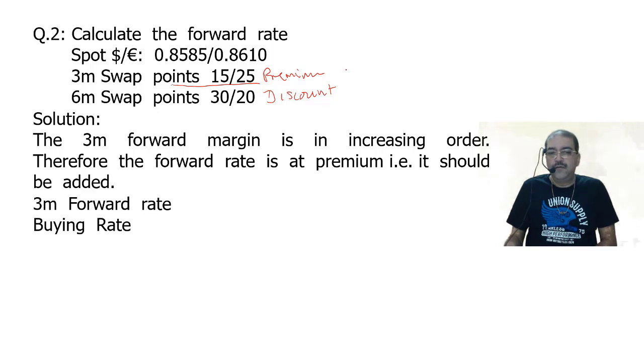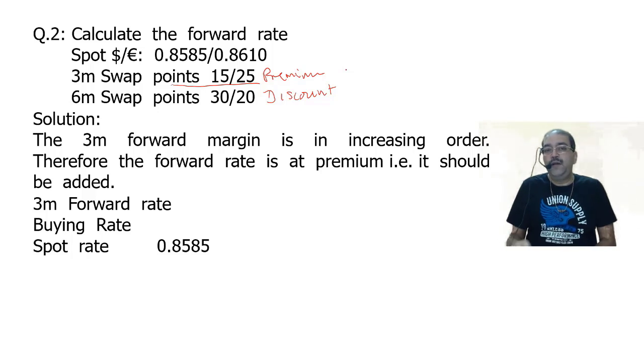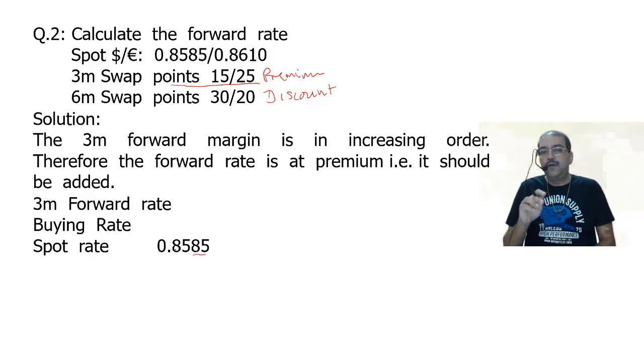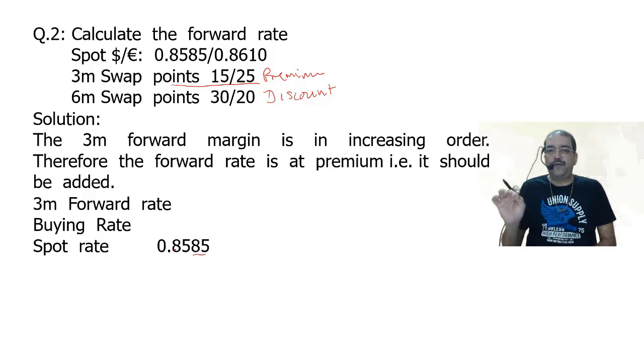3 month forward rate, starting with the buying rate. Spot rate is 0.8585. Now, premium is 15. Does it mean it is 1500, or does it mean that it is 0.0015? So this 15 you will add to the last 2 digits, or to the first 2 digits? Whenever they have given 2 points, then it is always to be started with the last 2 digits.